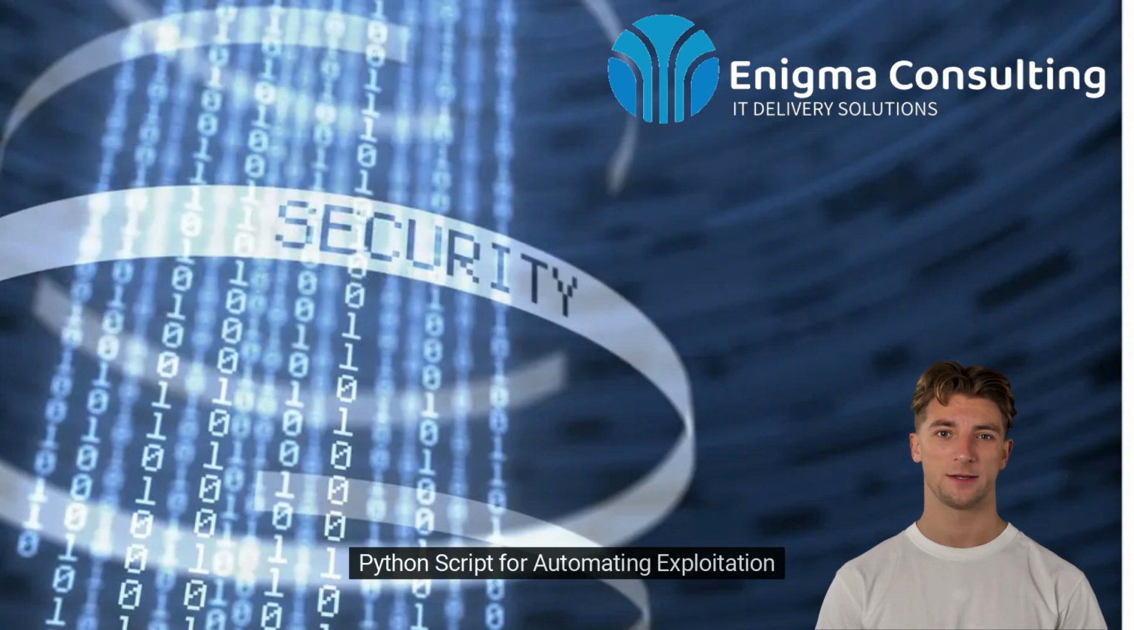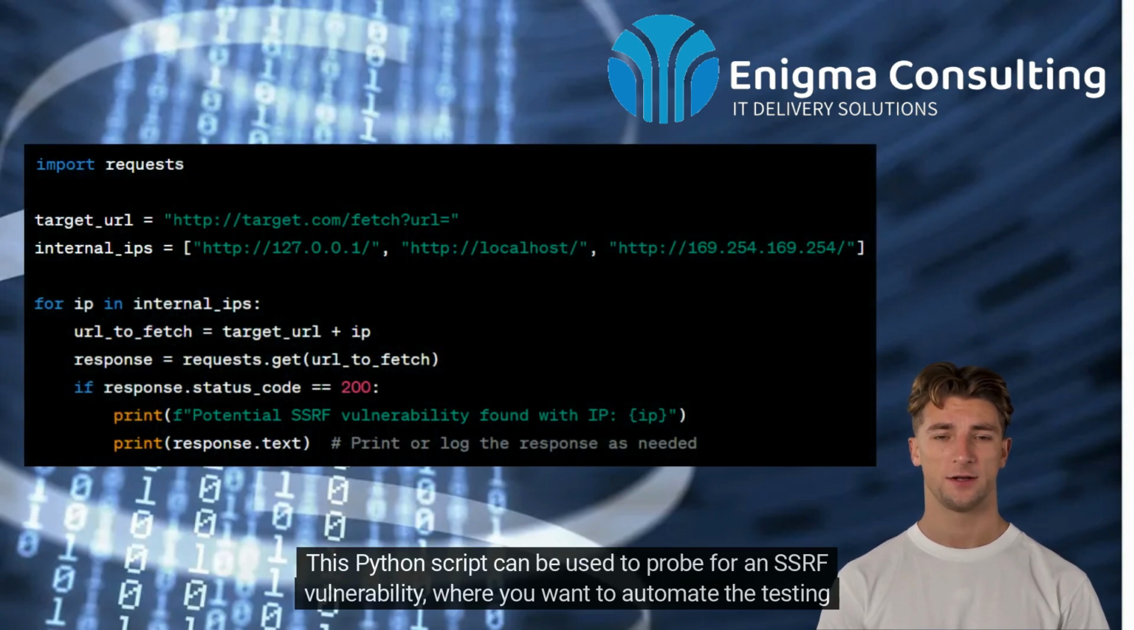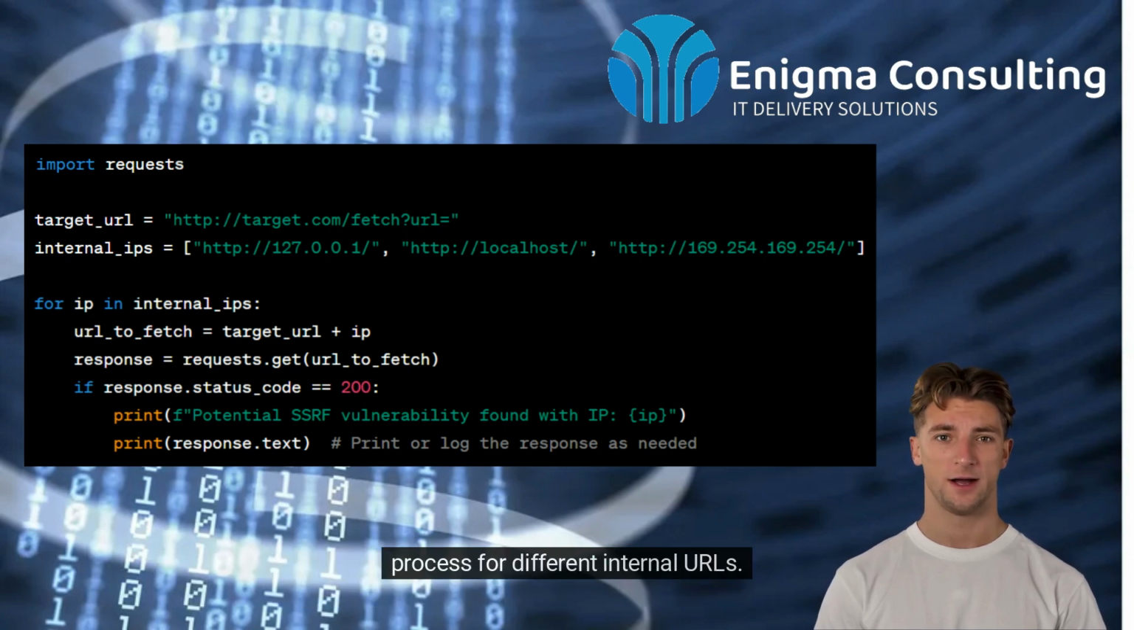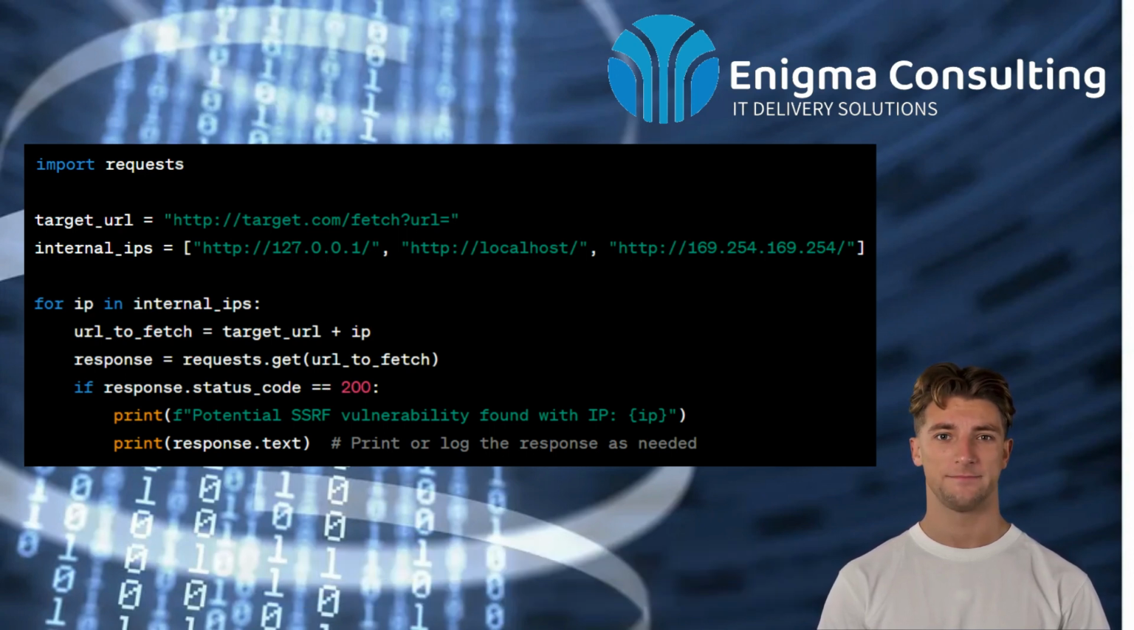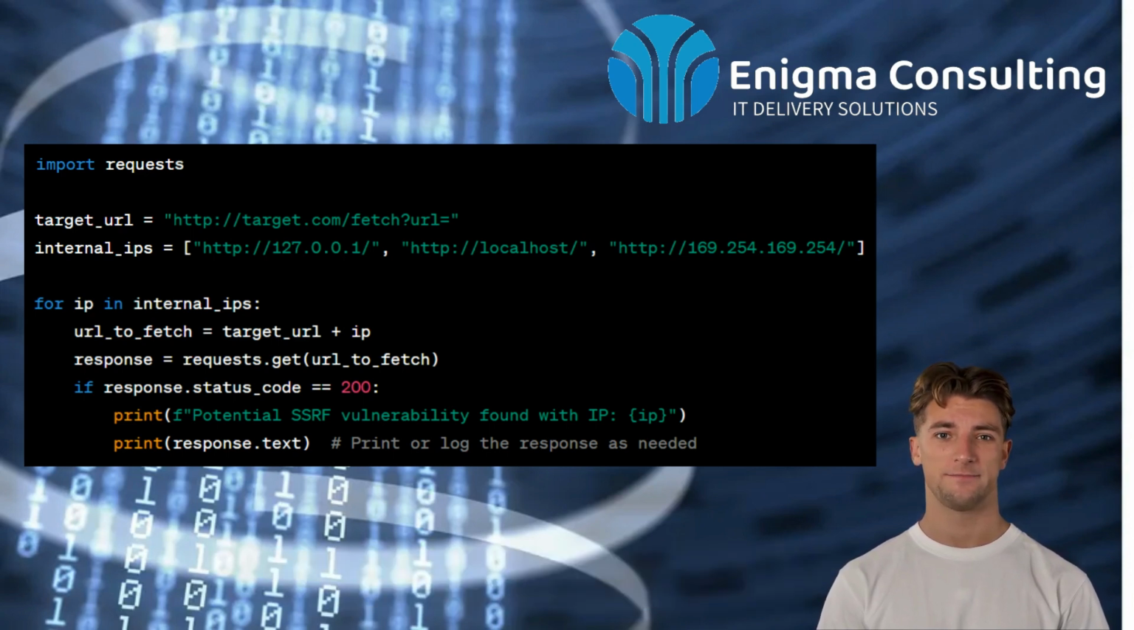Python script for automating exploitation. This Python script can be used to probe for an SSRF vulnerability, where you want to automate the testing process for different internal URLs. This script will send requests to the target's URL fetching endpoint with various internal IPs to test for an SSRF vulnerability.